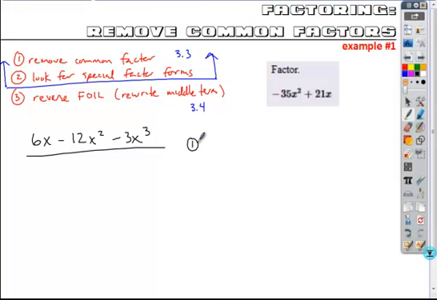Even though it's not required, I would definitely recommend that you start by rewriting it in standard form. If I rewrote this in standard form, I'd write my highest degree term first, followed by my second degree, and then my first degree. Then after you write it in standard form, you're going to use the distributive property.